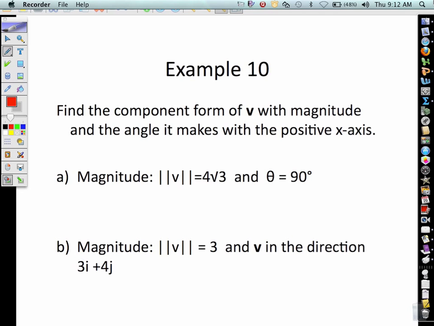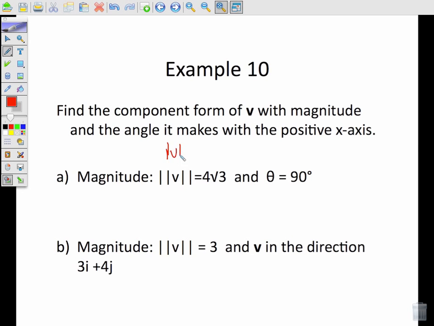All right, in example 10, we are asked to find the component form of v with the magnitude and the angle it makes with the positive x-axis. Find a component form of a vector v. Well, here's what I know. I take the magnitude, and I multiply it by the linear combination form. So let's write the magnitude first, 4 square roots of 3. And then I multiply it by the linear combination.